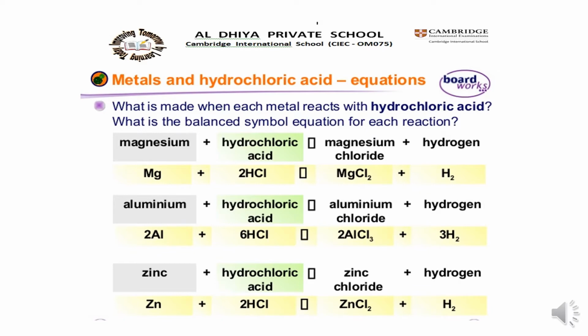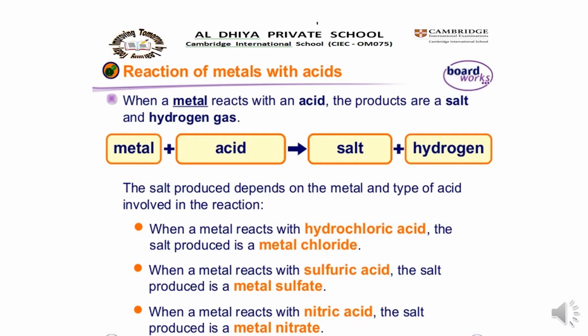Here we can see the equations. Magnesium plus hydrochloric acid gives magnesium chloride plus hydrogen. Then what about aluminium? Aluminium reacts with hydrochloric acid to form aluminium chloride and hydrogen. Zinc reacts with hydrochloric acid to form zinc chloride and hydrogen. Understood? So, when a metal reacts with an acid, the products are a salt and hydrogen gas. Look at the reaction: metal plus acid gives salt plus hydrogen.